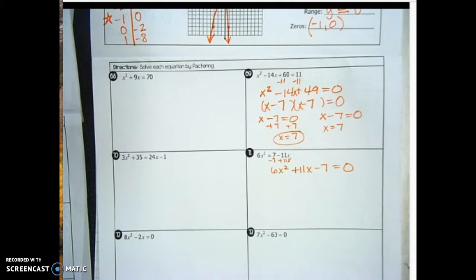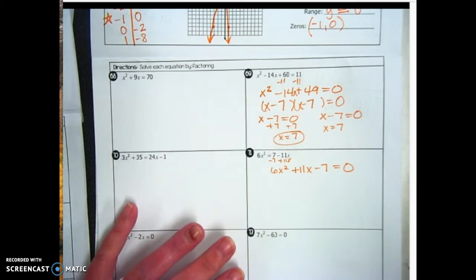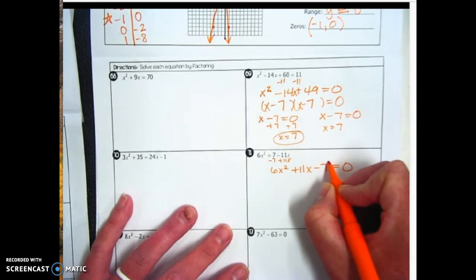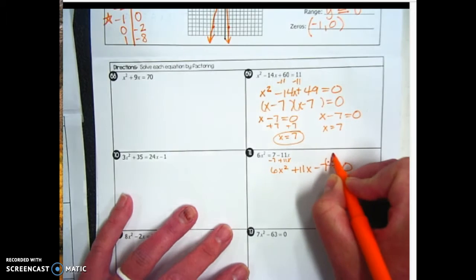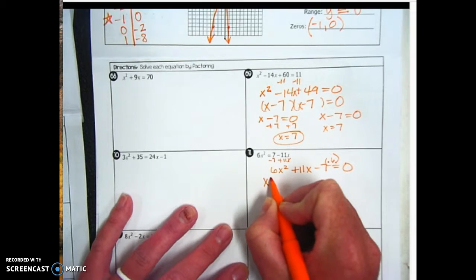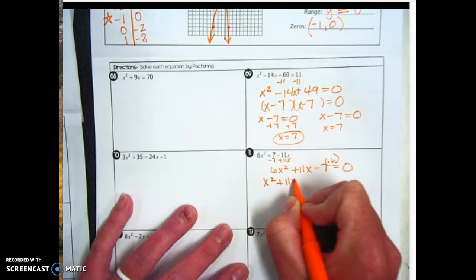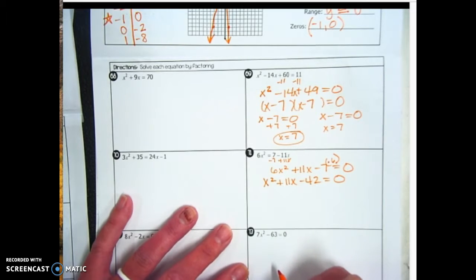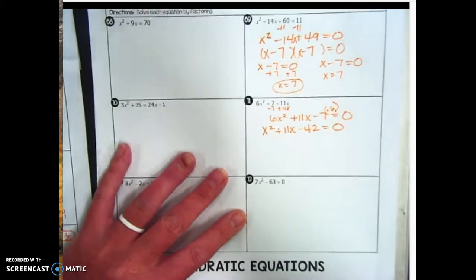Once you have your trinomial, look to see if there's a GCF. Is there a GCF on this one? No, it would normally be the 6, but 6 doesn't go into 11 evenly. So there's no GCF. So we're going to use that little slip and slide rule that I taught you last week, which means you're going to take the 6 and multiply it by the negative 7. And then you'll have x squared plus 11x minus 42. Makes it a lot easier to factor.